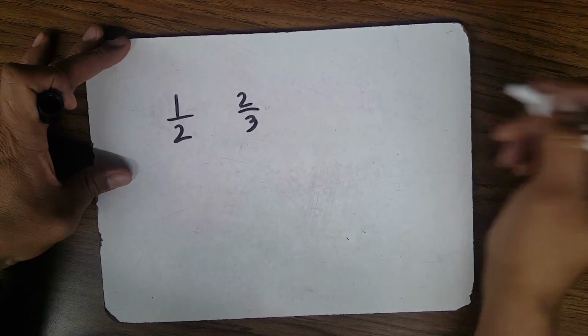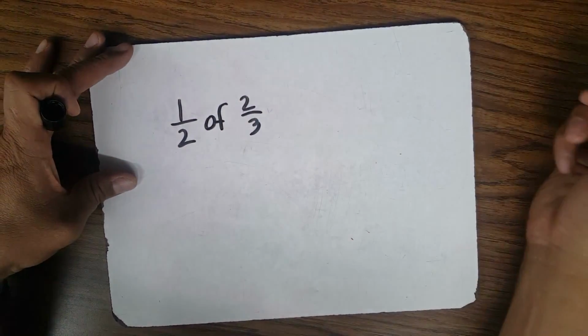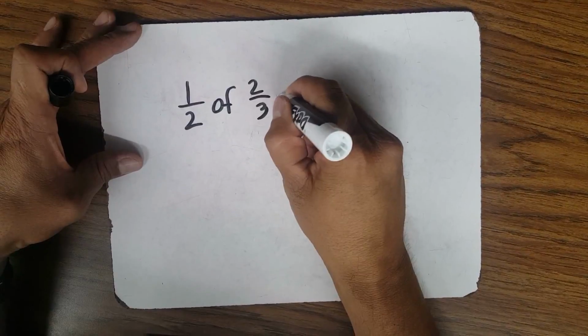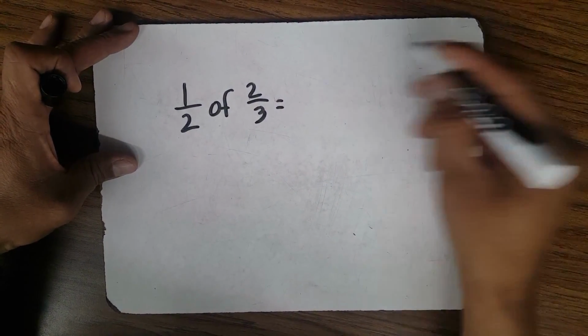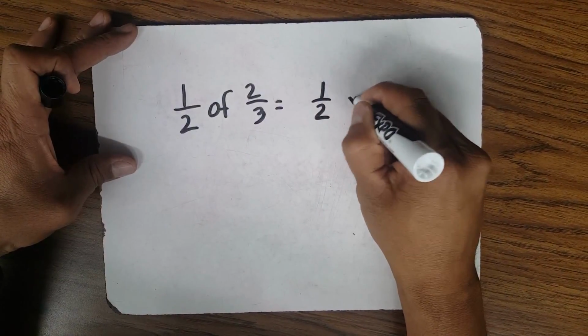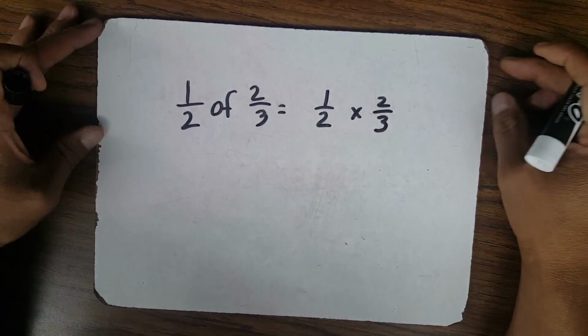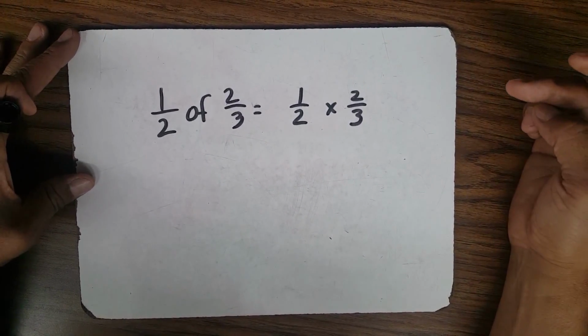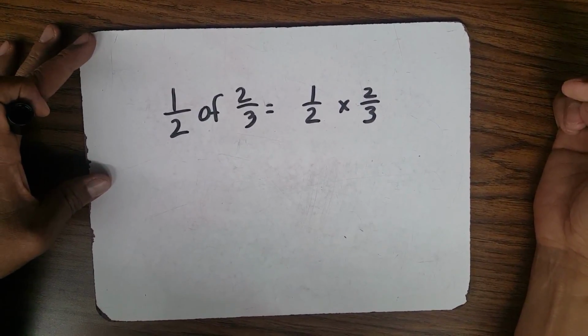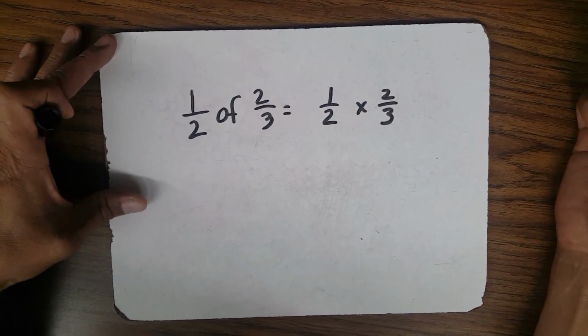One half times 2/3, or 1/2 of 2/3, is the same as 1/2 times 2/3. Of meaning to multiply. How do we do this? Or how does this work with an area model?